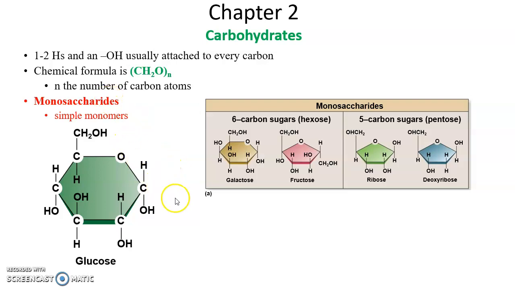The monosaccharides are the simple sugars. So examples of monosaccharides include galactose, fructose, ribose, deoxyribose, and glucose. Glucose being the most important, most common monosaccharide.